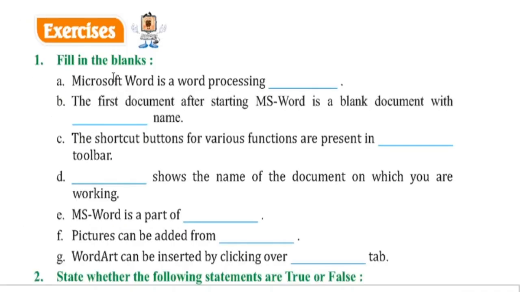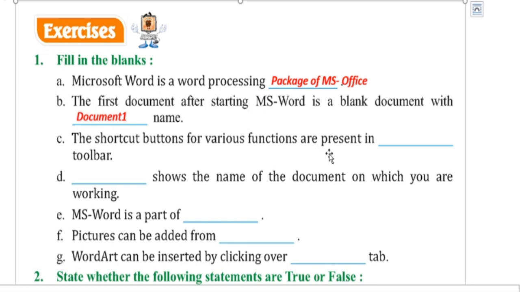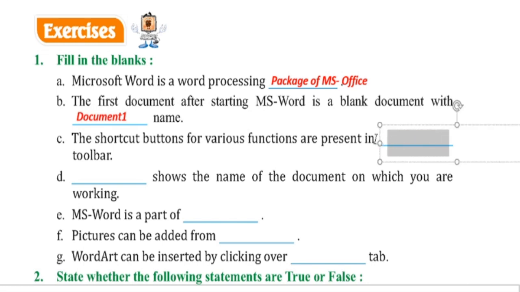Now second one, Microsoft Word is a word processing. MS Office. The first document after starting MS Word is a blank document with document 1. The shortcut button for various functions are present in Quick Access Toolbar.